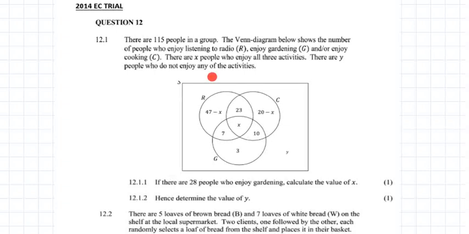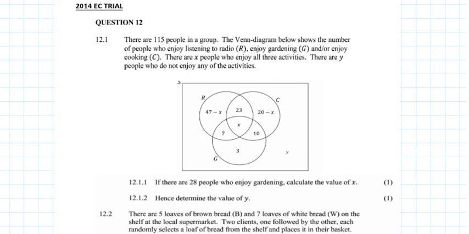Now, in Venn diagram questions, most of the time the Venn diagram is given as the number of elements in each group, inside R or inside C or inside G. These letters represent different conditions: R represents the number of people who enjoy listening to radio, G the people who enjoy gardening, and C the people who enjoy cooking. Altogether we have 115 people, and all these people are inside the sample space S, the rectangular shape. So the numbers inside the sample space should add up to 115.